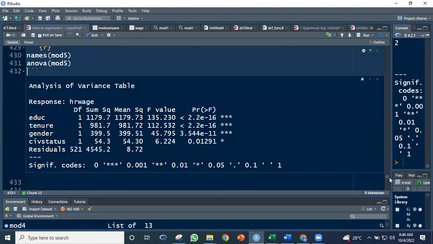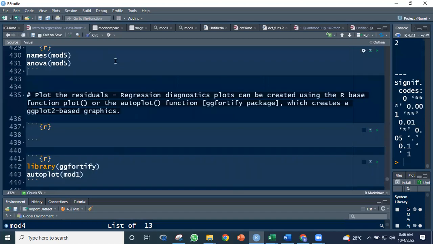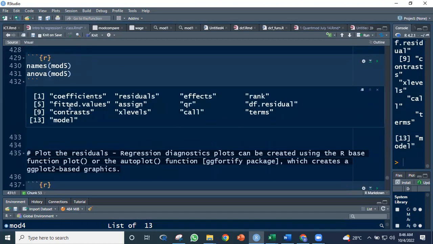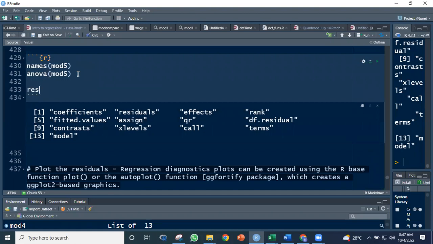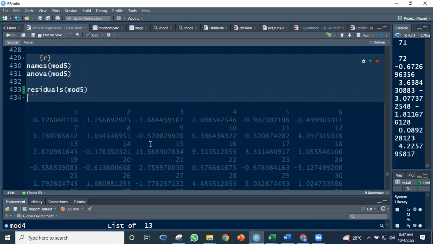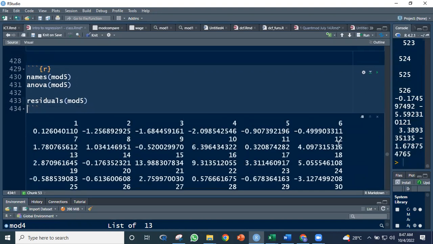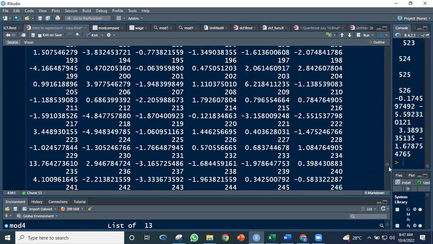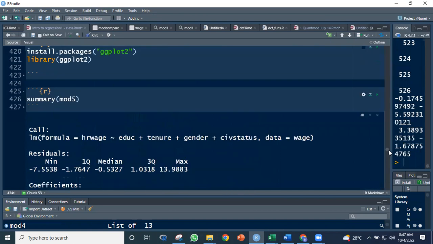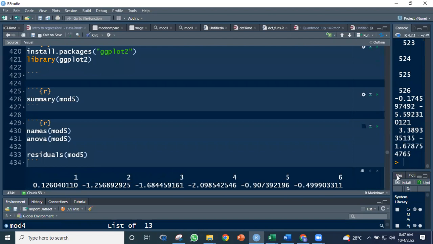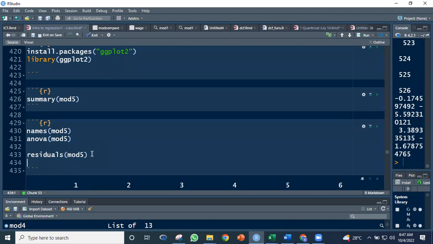Okay, so model 5, guys, as we have shown in the names, has many components, right? There are the residuals, there are the predicted values. Okay, in fact, let's check the residuals of model number 5. Just by way of review, it will give us all the residuals. And there are 526 observations, so you'll get 526 residuals. And then that's the same for the fitted values. Fitted model 5.